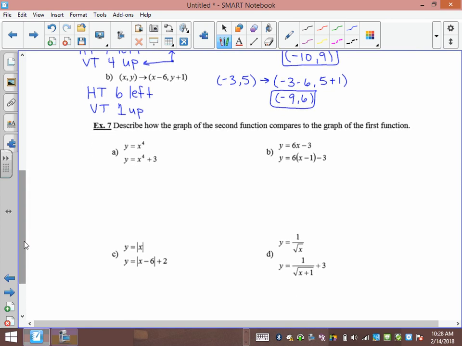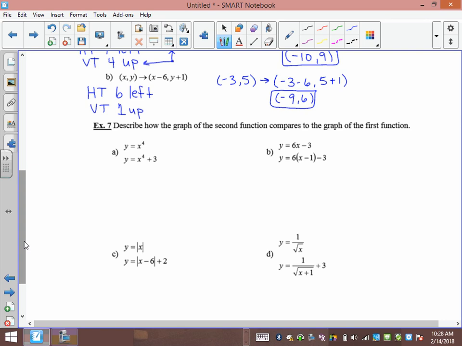Seven is where I told you you have to really look at the equation first, because sometimes the original equation has transformations on it already. Okay, so we're going to look at these ones. Describe how the graph of the second function compares to the graph of the first. Every single one of these you can punch into your calculator.